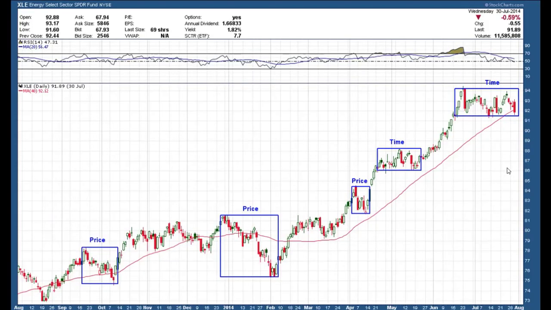Let's take a look at an example of this with XLE, the energy sector ETF. You can see in this chart, XLE formed 5 consolidations. The first 3 were corrections or consolidations through price, whereas the next 2 were consolidations through time. Notice how the first 4 consolidations resolved to the upside as prices moved higher. The last one, as we will see in the next chart, had a different fate.